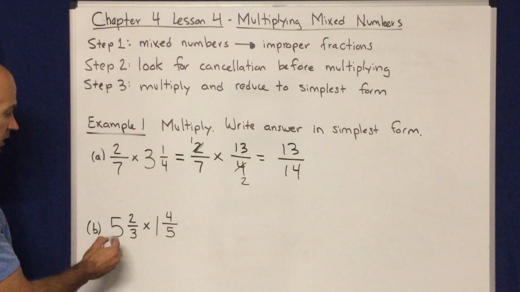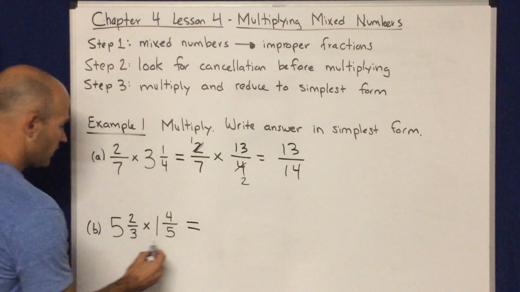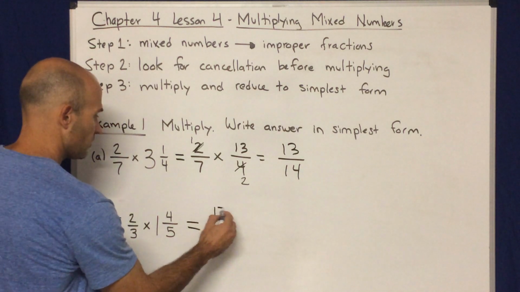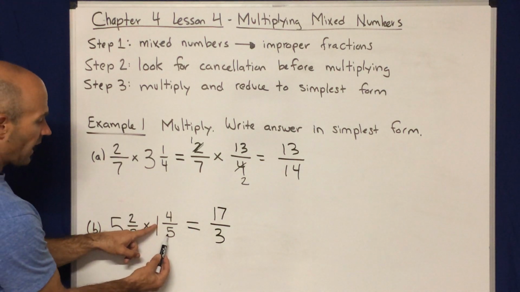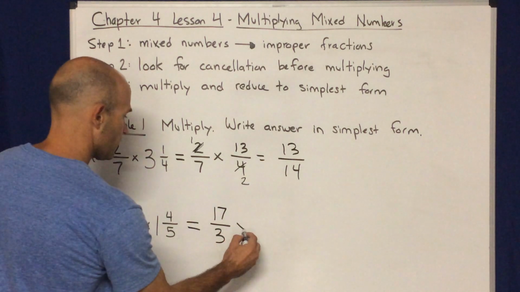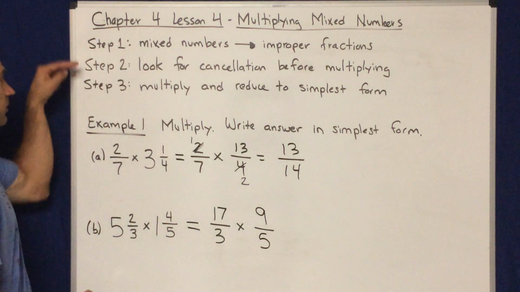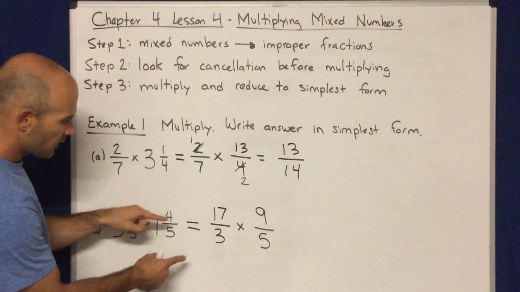So let's move on to B. Here I have 2 mixed numbers, so I'll go ahead and convert them to improper fractions. So 3 times 5 is 15, plus 2 is 17, so 17 over 3. 5 times 1 is 5, plus 4, so that's 9, so the 9 over 5. That completes step 1. Step 2, look for any cancellation that I could find.